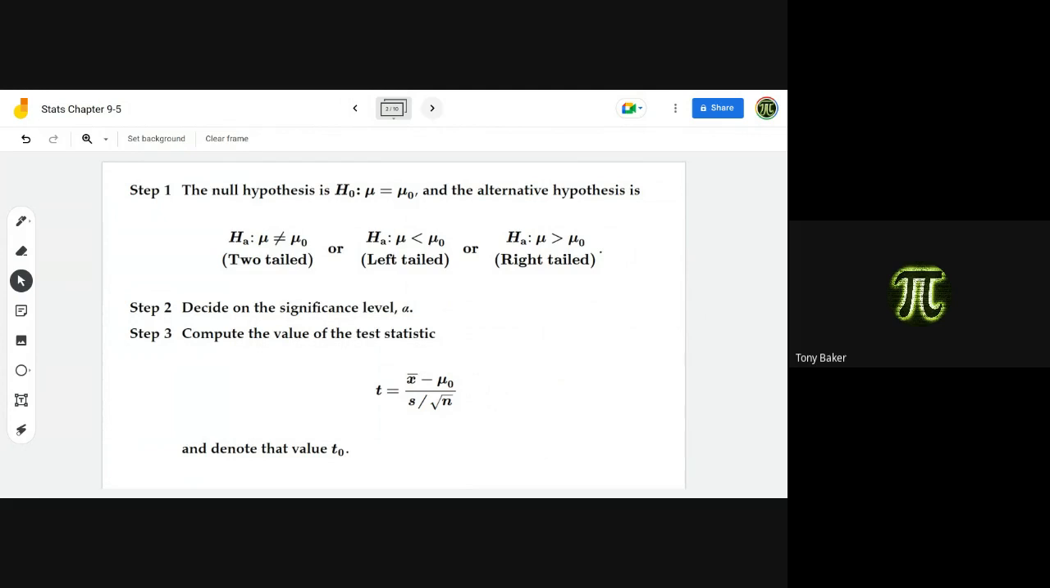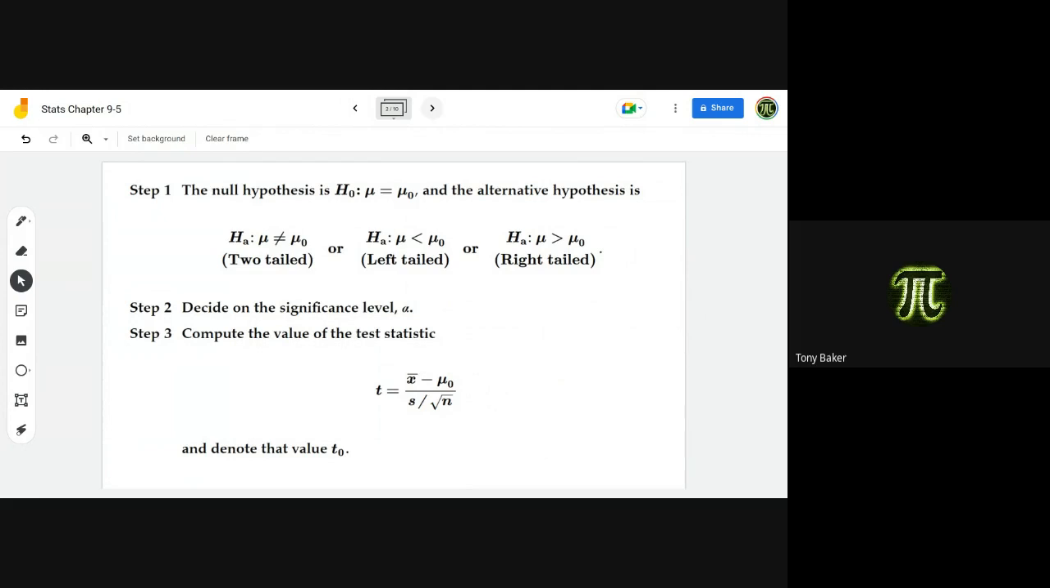Step two, once we determine those, we have to decide on the significance level we're going to test. So if we're going to do 5%, 1%, 10%, whatever it happens to be. Remember, when we're looking at two-tailed tests, we have to cut that in half because we have it on both sides. When you're looking at a one-tailed test, left or right, you use that entire significance level. So that does make a difference.